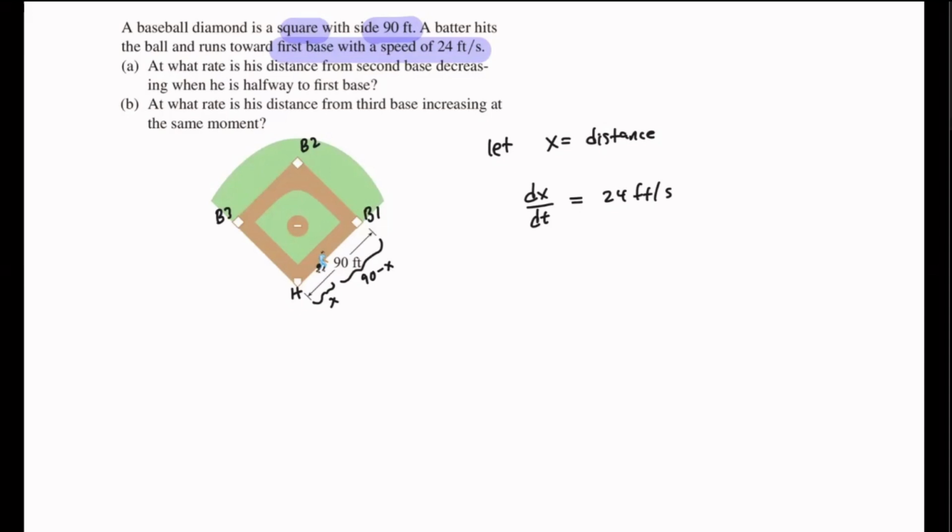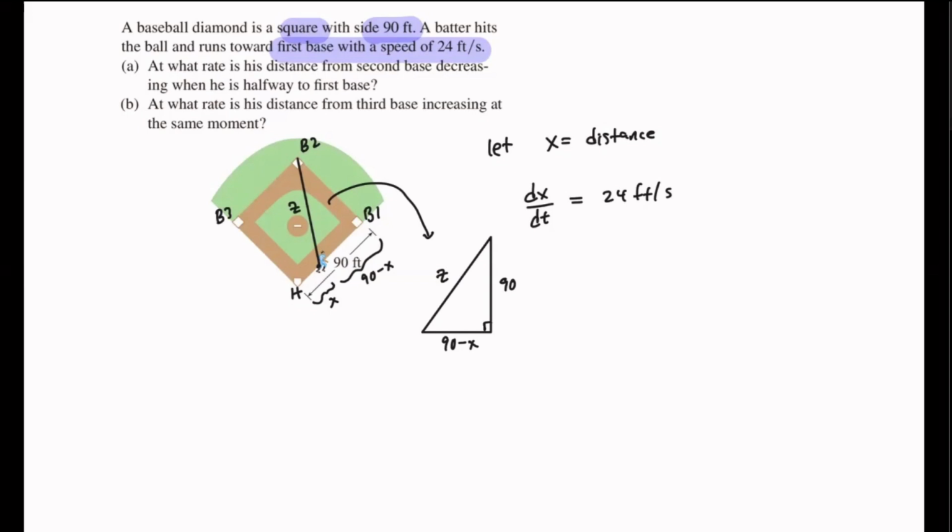Now I'm also going to create a triangle right here. From here to base 2, let's call that my hypotenuse. If I pull this triangle out, let me call this z. So z will be the distance from wherever he is to base 2. We have the following triangle, with its sides and that hypotenuse. We're looking at z right here. This distance is 90 minus x, and this is 90, of course, because this is a square diamond. So now we know we are going to be using the Pythagorean theorem since we have a right triangle.